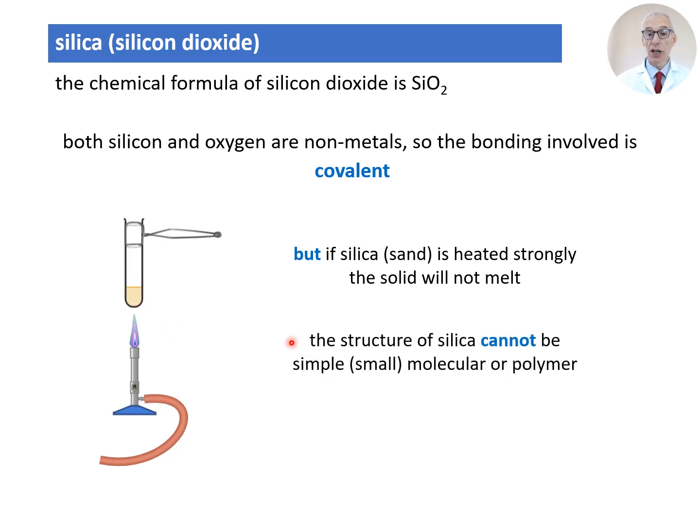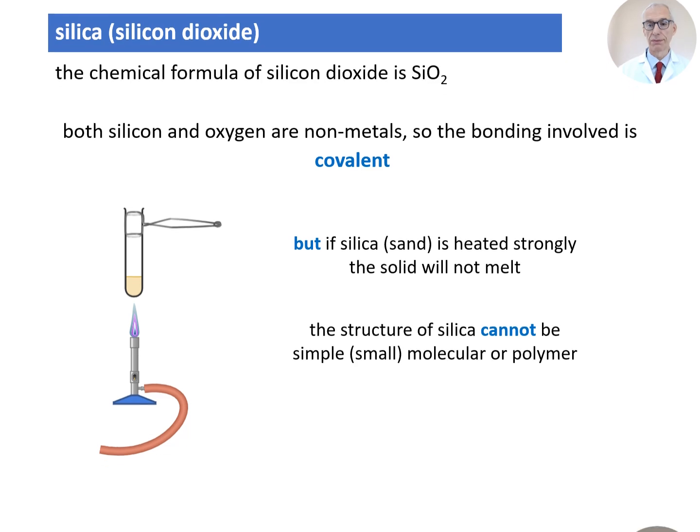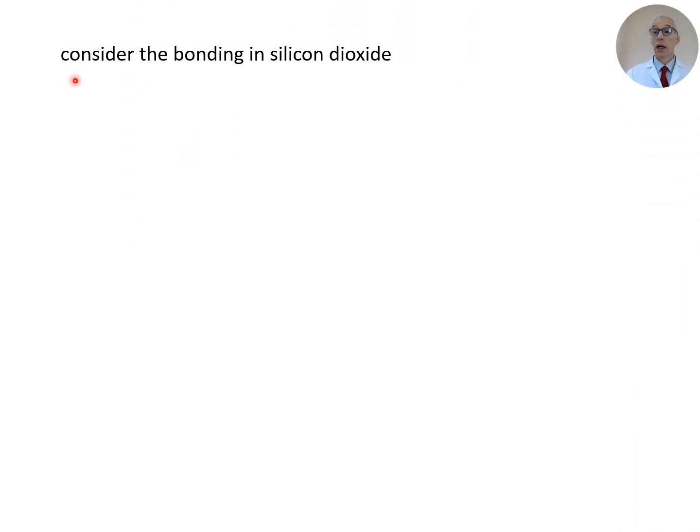That means the structure of silica, silicon dioxide, cannot be a simple small molecular or polymer structure. Those types of structures have low melting points. So it must follow that silicon dioxide has a giant covalent structure. Okay, let's consider the bonding in silicon dioxide.